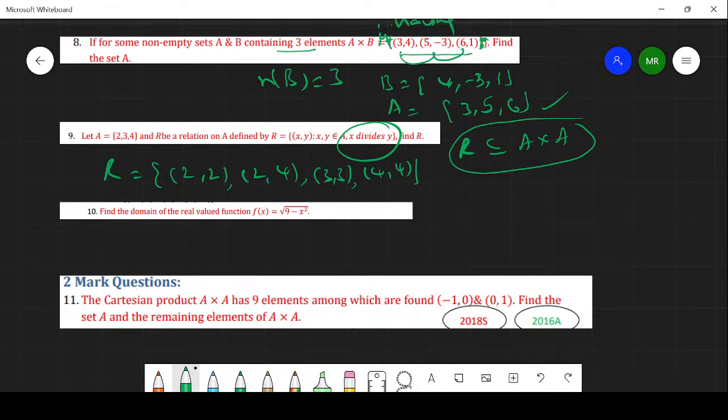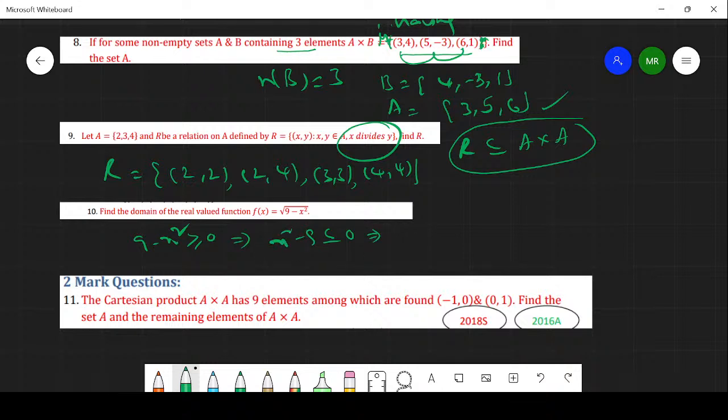Since there is a root, always what is inside the root, 9 minus x square, you remember, must be greater than or equal to 0, because I can't consider a negative number inside the root. So 9 minus x square is greater than or equal to 0. You multiply with the negative and you get x square minus 9 less than or equal to 0. When you multiply an inequality by a negative, greater than becomes less than or equal to.